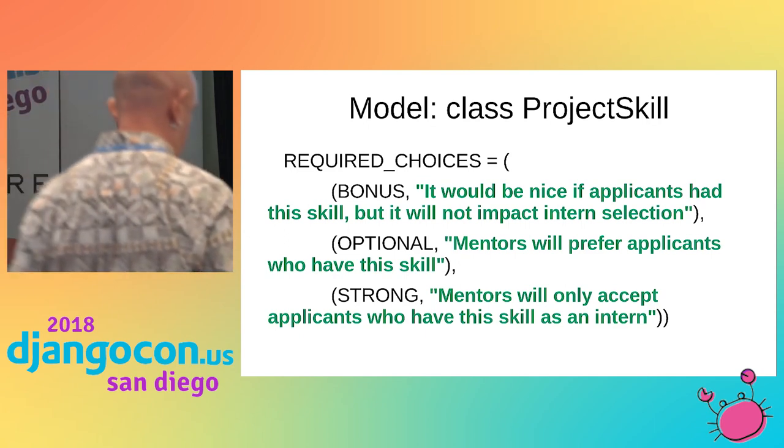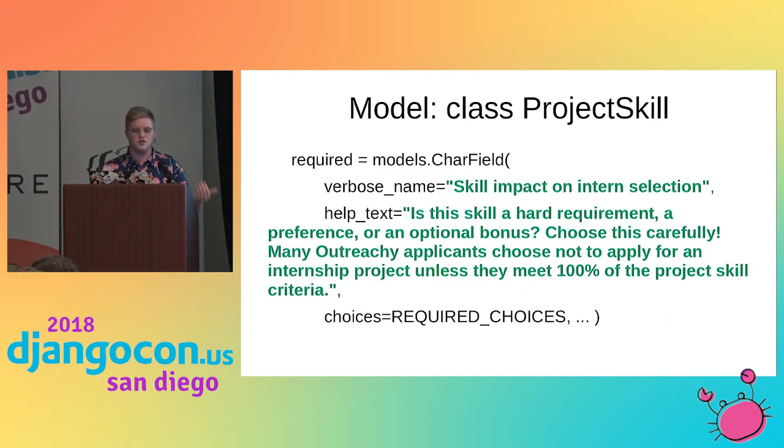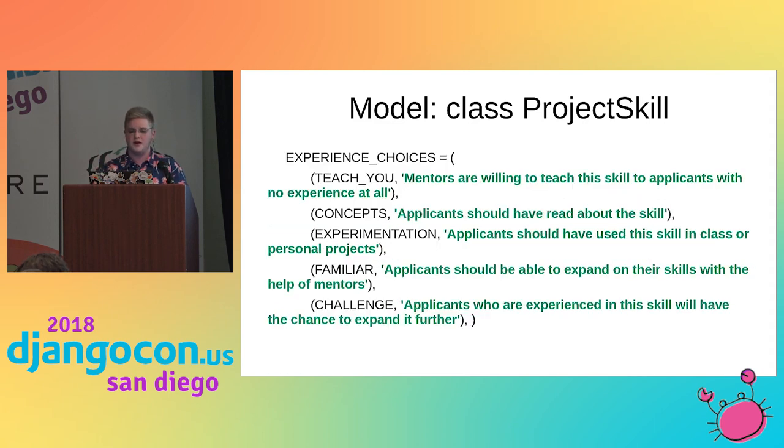And then once we take those choices, we can put them into a char field, and in the help text we call out to the mentors, hey, be very careful when you select this, because if you say that a skill is required, then the intern may not apply unless they meet 100% of your skills. So be very, very careful in this. And the other part of this model is the choices of how experienced you have to be in the skill. So are the mentors willing to teach you the skill? You don't have to know anything at all.